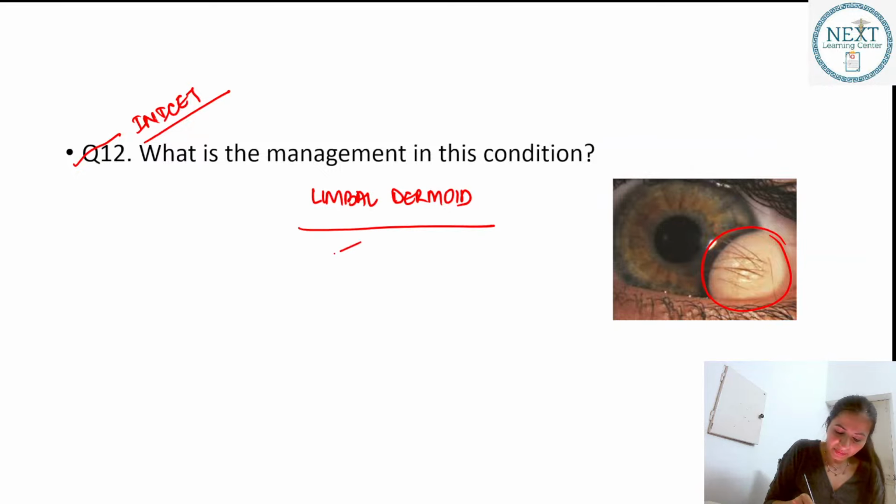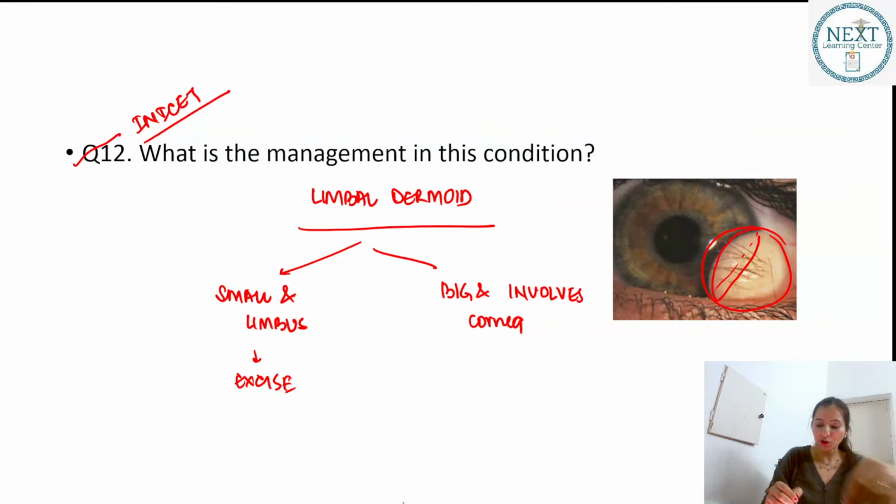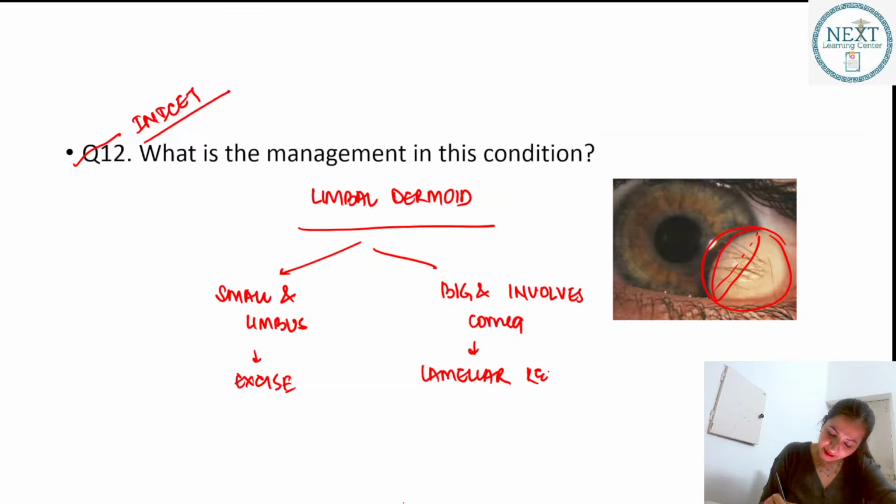For management of limbal dermoid, if it is small and at the limbus, you will simply excise the dermoid. But if it is big and involves the cornea, then you have to cut this part also, right? So there will be a defect in the cornea, so you have to replace that part of the cornea also by doing lamellar keratoplasty along with the dermoid excision.